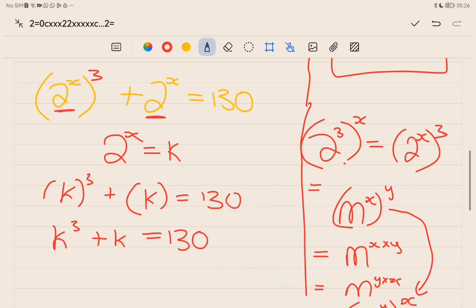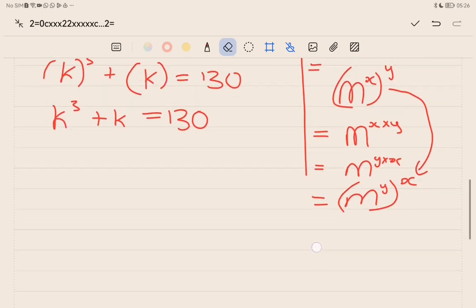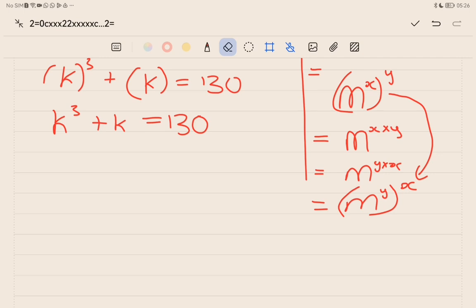Then now, since you have gotten something like this, we must solve for k. So how do we solve for k? First of all, let's write this cubic equation in a standard form. How do we write it in a standard form?